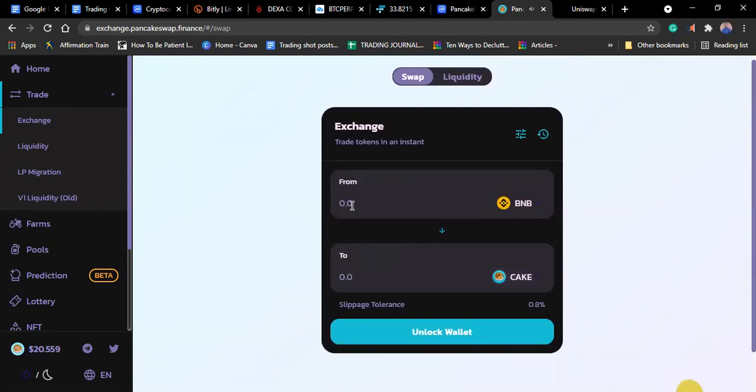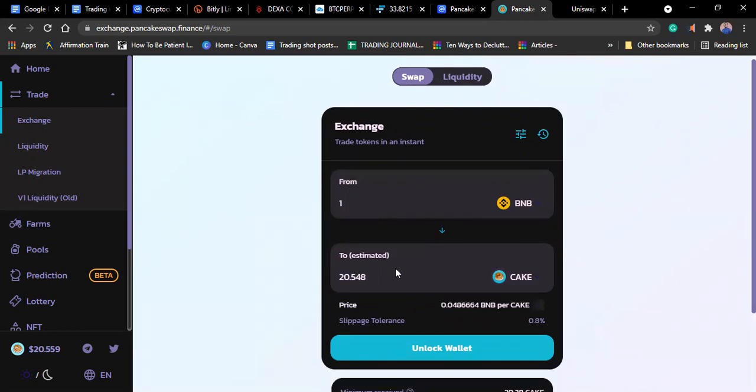So I enter the quantity I want. Let's say I have 1 BNB and I want to exchange. Automatically, it does a calculation and tells me that 1 BNB will give me 20.5 cake. So it means that one cake is around $15 or so. Why? Because BNB is currently close to $400. So let's say one cake is around $17. So it gives me the calculation automatically.